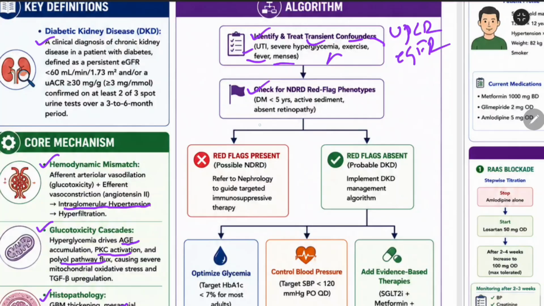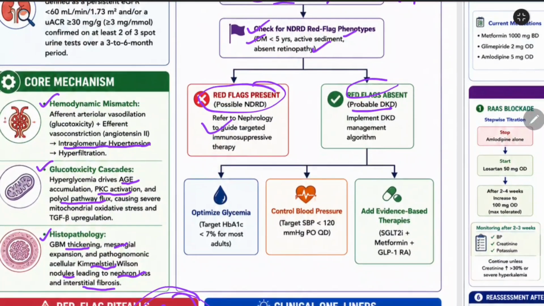NDRD red flag phenotypes like diabetes less than 5 years, active urinary sediment, active RBCs, dysmorphic RBCs, absent retinopathy. If red flags are absent, then it is probably diabetic kidney disease. If red flags are present, then refer to nephrology for biopsy. So if red flags are absent, there are 2 things.